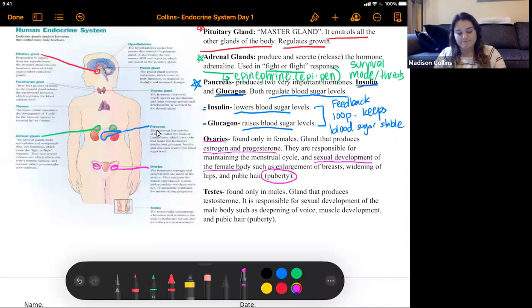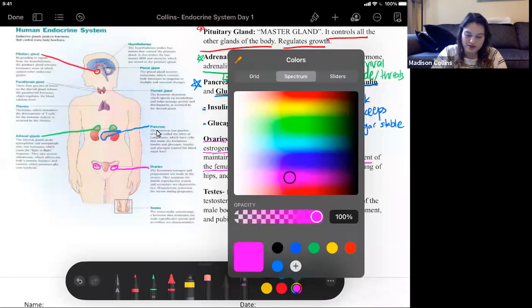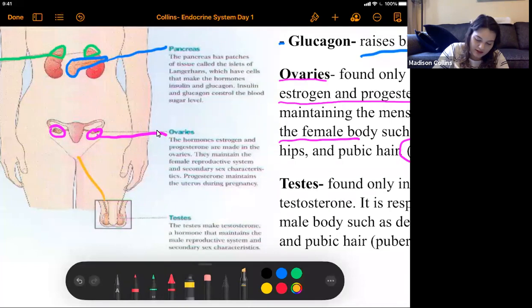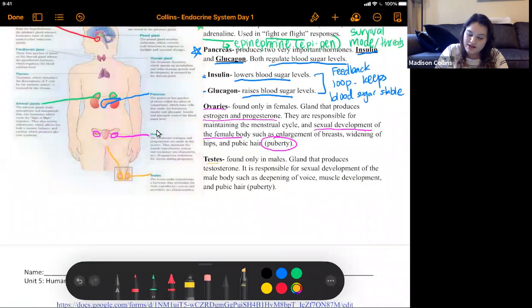Okay, but if you don't have ovaries, you likely have testes, which are going to be found, that structure is going to be here, but I'll highlight them in orange. Those testes are found in males, and this is going to produce something called testosterone. And similar to what we saw in the females, this is going to be responsible for sexual development of the male body. And some things we will see here are the deepening of the voice, muscle development, and pubic hair. But again, these things will occur during the onset of puberty.